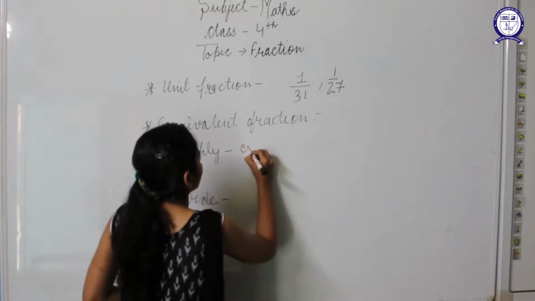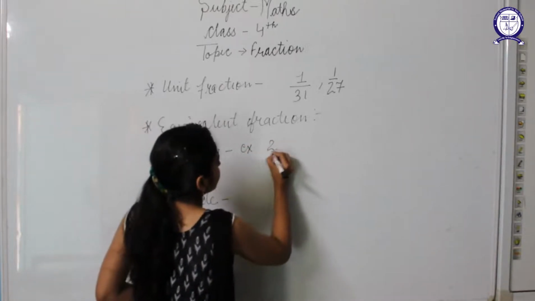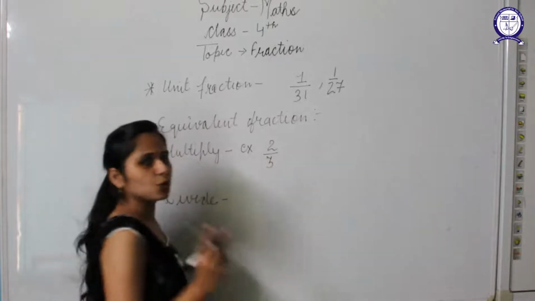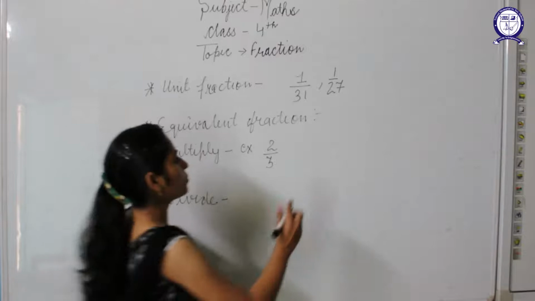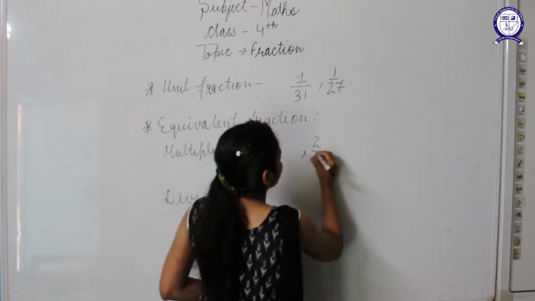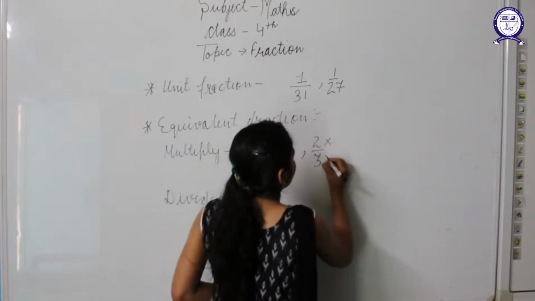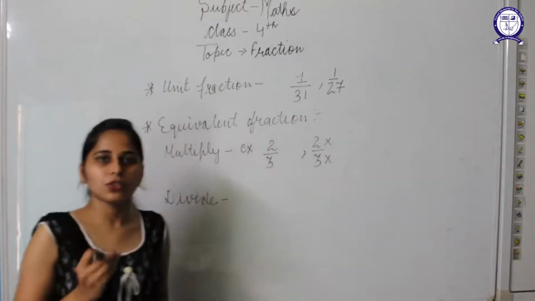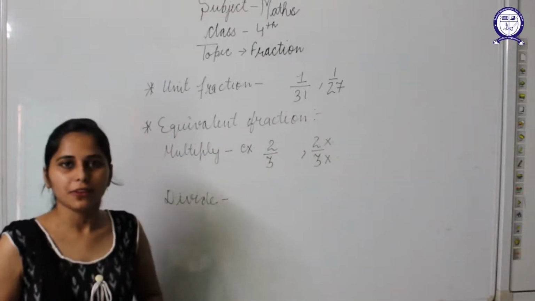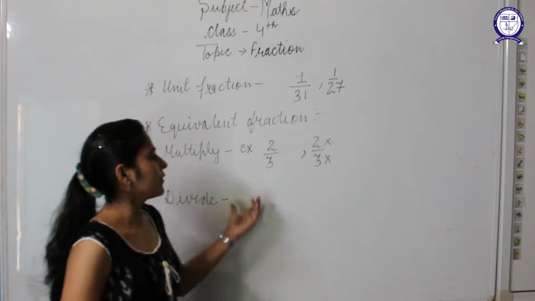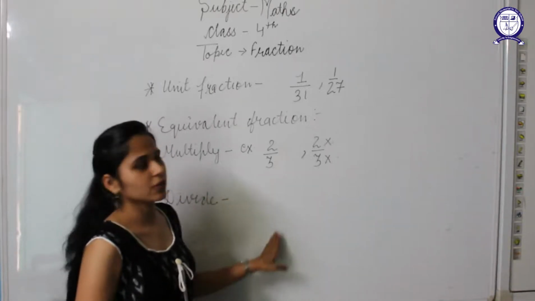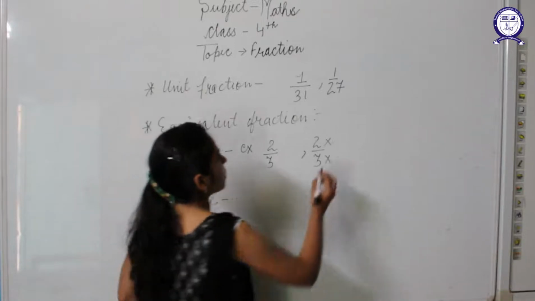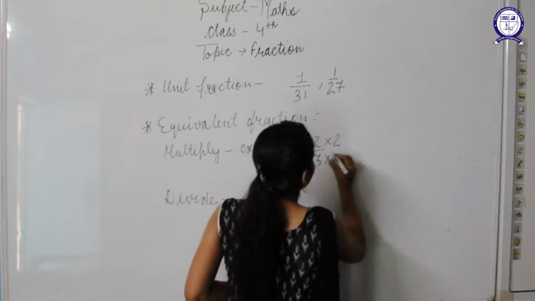This will be clear with an example. Here we are having 2 by 3. So we need to find out two equivalent fractions of 2 by 3. So how will we find out? We will multiply this 2 by 3 with another number other than 0 or 1. We will not multiply the fraction with 0 because the whole fraction will become 0, and we will not multiply the fraction with 1 because the fraction will remain the same. So now we can multiply it by 2.